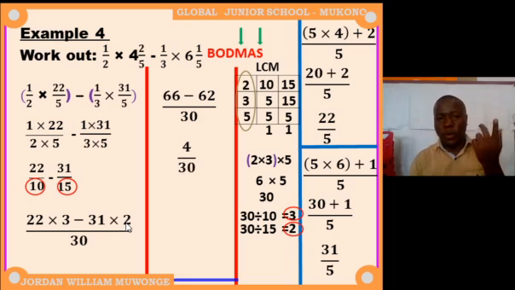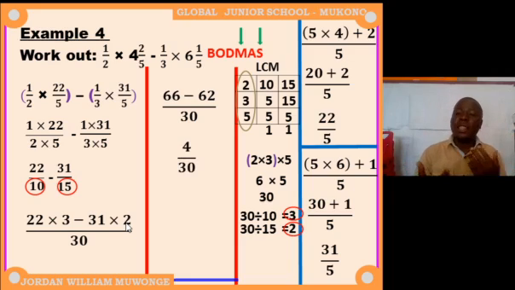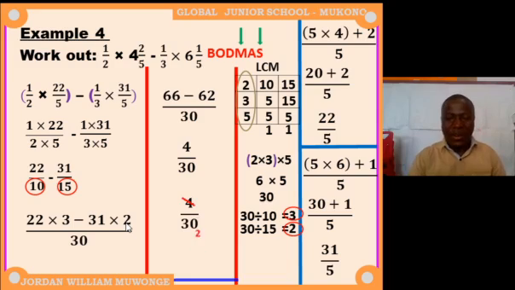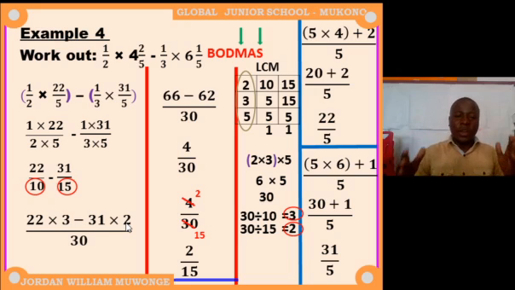But remember, before you conclude, is there a factor that can divide 4 and 30? Yes. Which factor is that? 2. Thank you so much. So, let's reduce: 4 divided by 2, the result is 2. What about 30 divided by 2? The result is 15. So our final answer there is 2 out of 15.